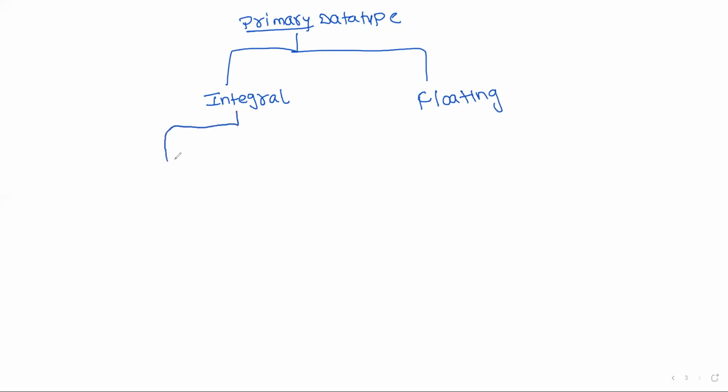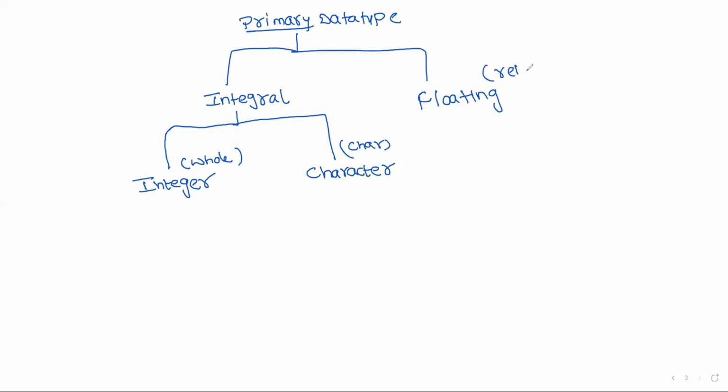Again, this integral is divided into two types. One is integer, second one is character. Integer is to store whole numbers, character is to store characters, and floating is to store real numbers. That means depending upon the value we want to store, we use that particular data type.